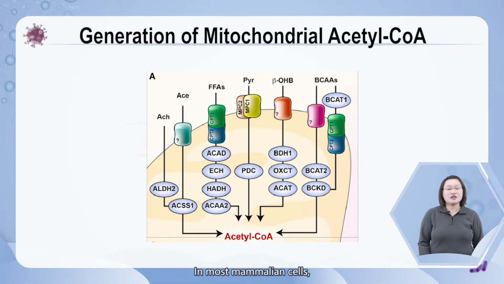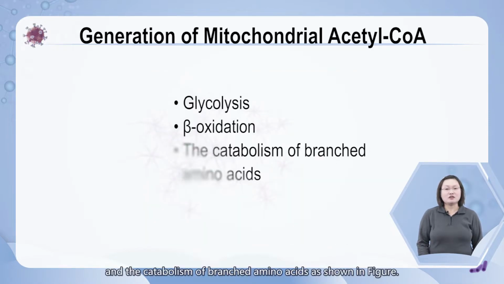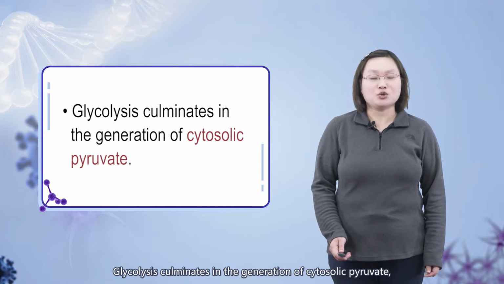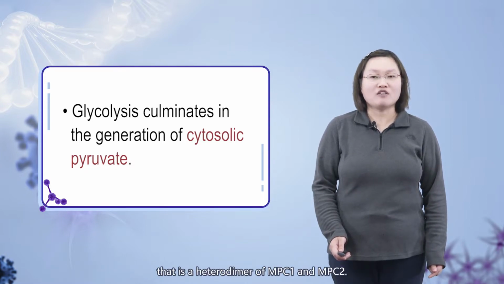In most mammalian cells, acetyl CoA is predominantly generated in the mitochondrial matrix by various metabolic circuitries, namely glycolysis, beta oxidation, and the catabolisms of branched chain amino acids, as shown in the figure. Glycolysis culminates in the generation of cytosolic pyruvate, which is imported into mitochondria by the mitochondrial pyruvate carrier, MPC, that is a heterodimer of MPC1 and MPC2.